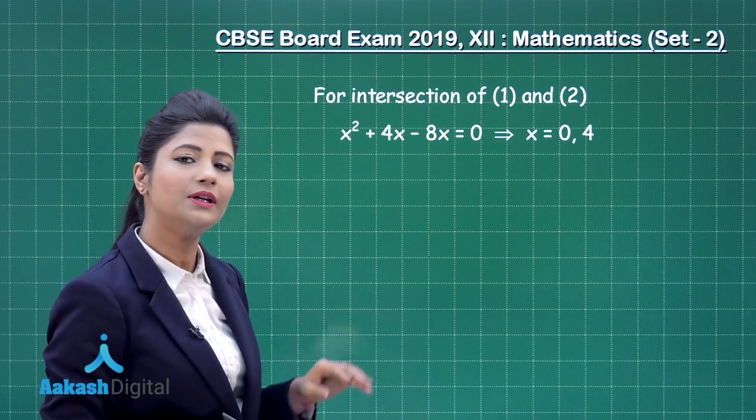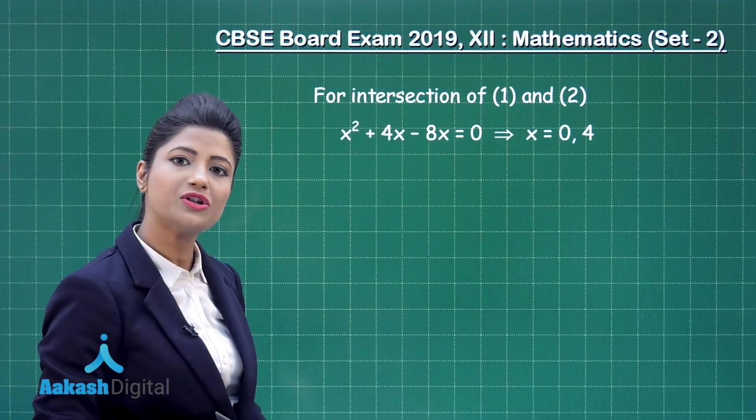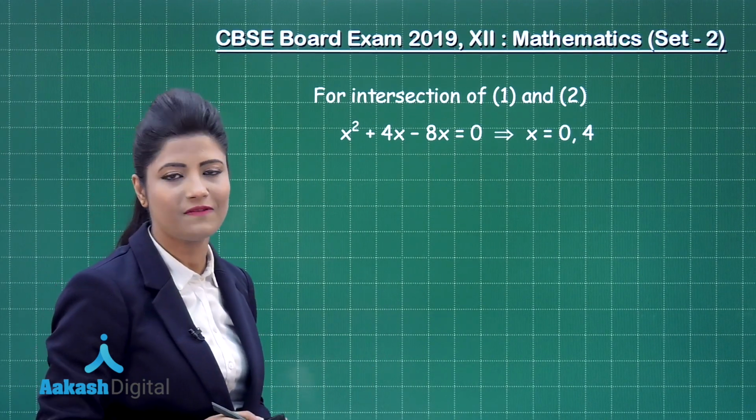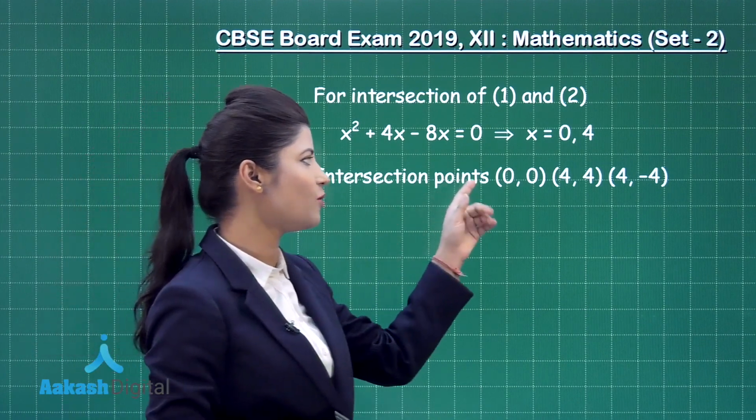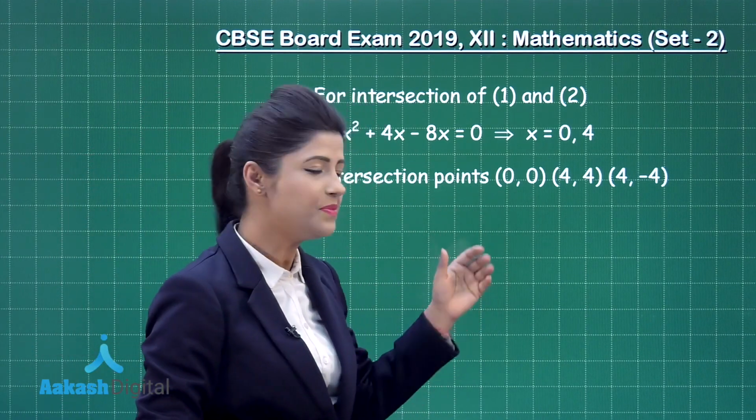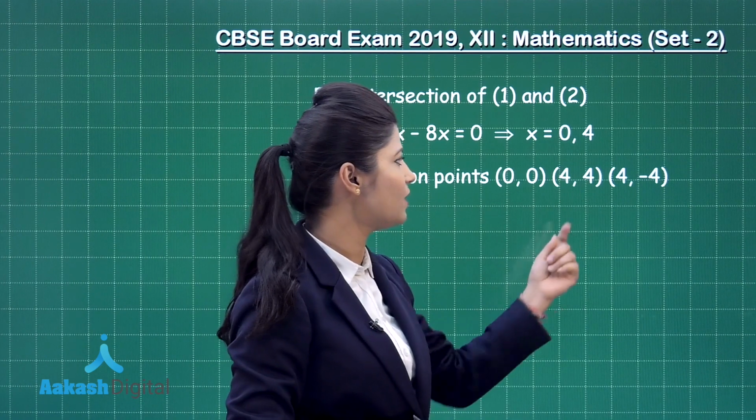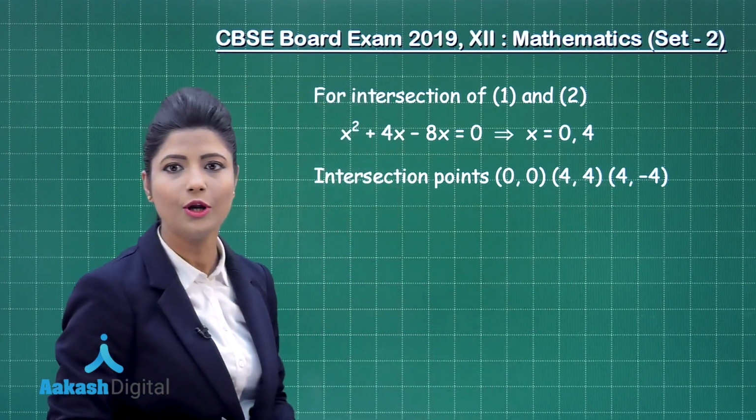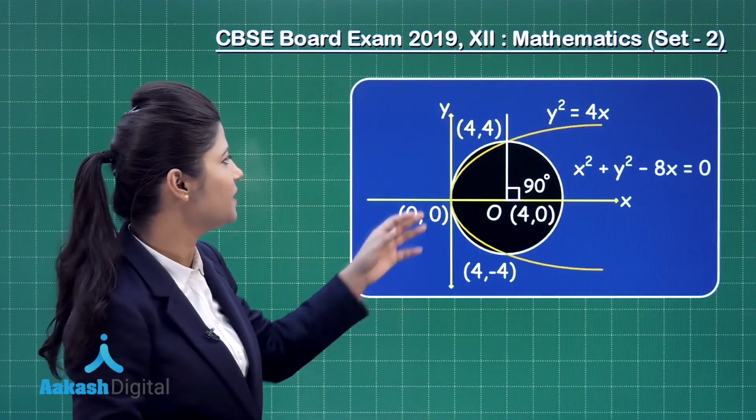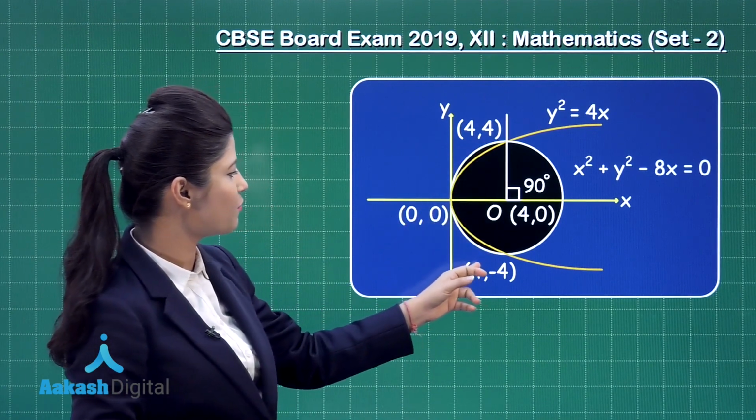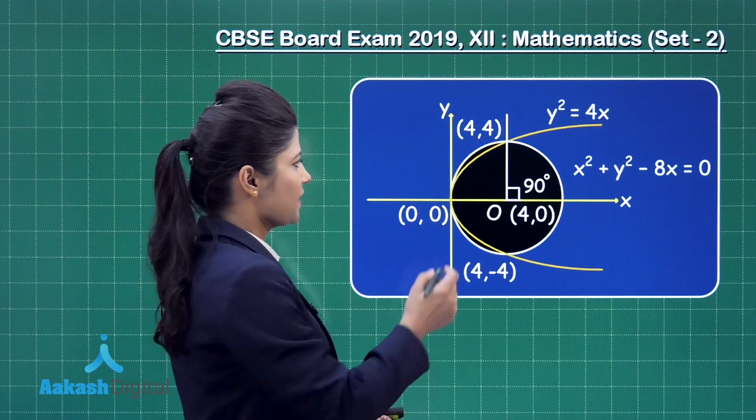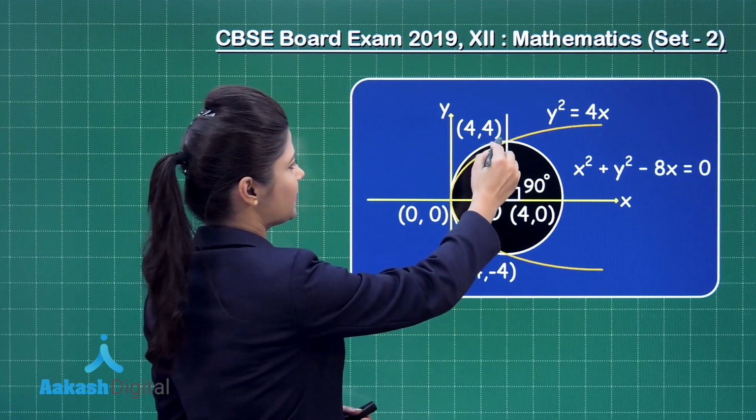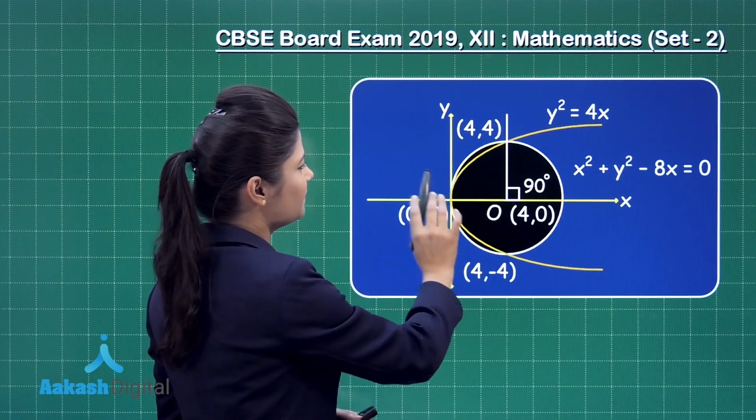If you substitute 0 and 4 in equation number 2, you will obtain the corresponding values of y, and that will help you obtain the intersection points: 0, 0, which is already obtained as the origin, and the next are 4, 4 and 4, minus 4. So when we plot these points here, this is the point 4, 4 and this is the point 4, minus 4. So here you can see that this parabola is intersecting the circle at these points.